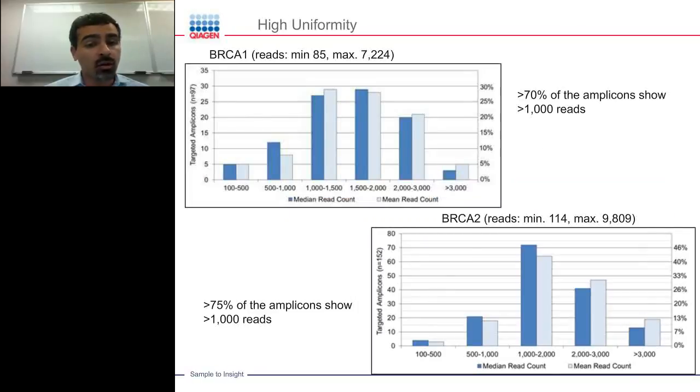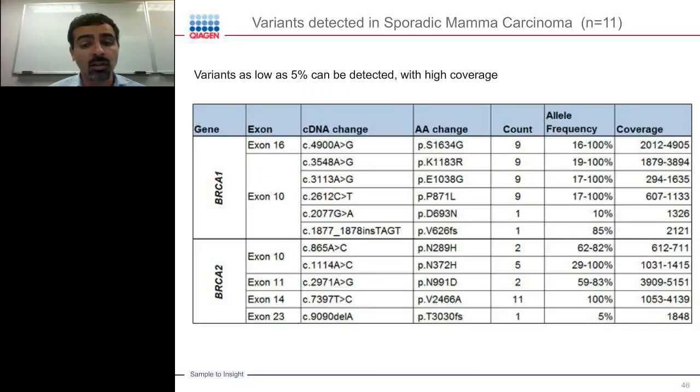A high degree of uniformity, so we know that more than 70% of the amplicons show more than 1,000 reads, which is very high, especially if you're interested in calling low frequency mutations. And as a matter of fact, the frequency mutation that can be called is as low as 5%. So even if the mutations that you're interested in are present at a 5% frequency, you can still use that workflow to call these types of mutations.